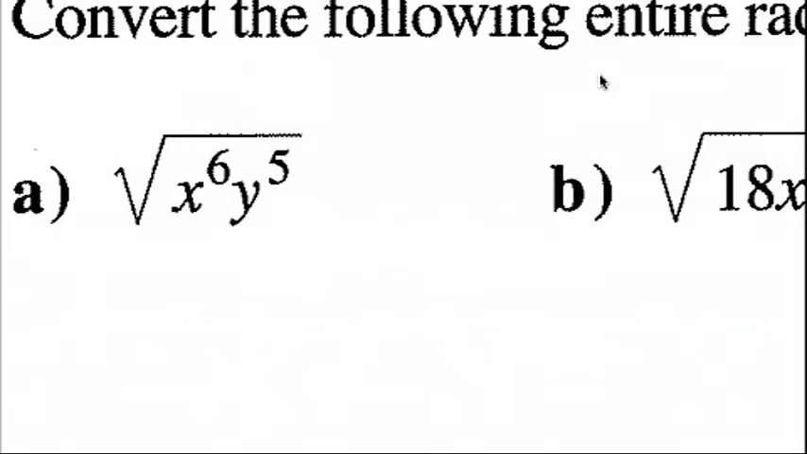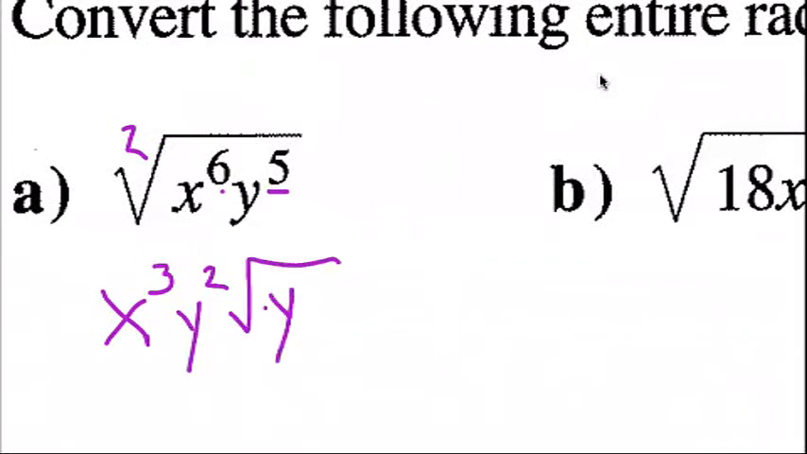Or I can say, well, this is square root. How many groups of 2 can I get out of 6? I can get 3 equal groups of 2, x cubed. How many groups of 2 can I get out of y to the 5th? Well, I can get 2 groups, y squared. But I have a leftover here, y.